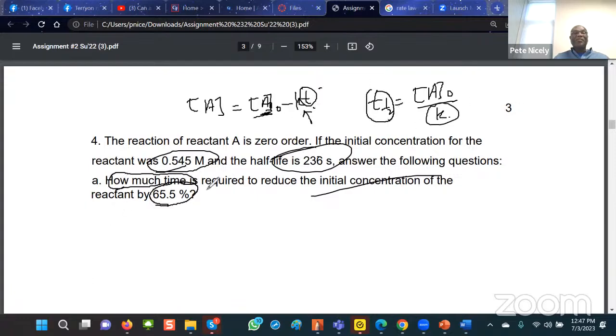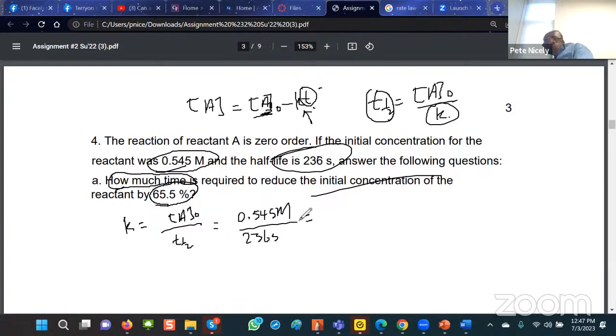So I'm going to rearrange this equation to get K is equal to the concentration of A0 over the half-life. The concentration of A0, which is the initial concentration of A, is 0.545 M, divided by the half-life, which is 236 seconds. So when I do that, the answer I will get is, hold on one minute.